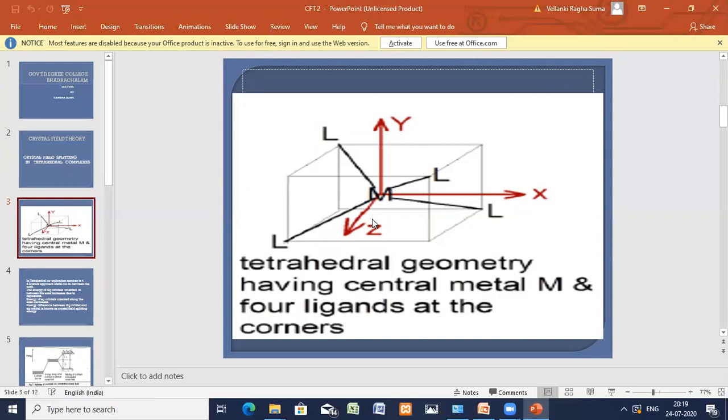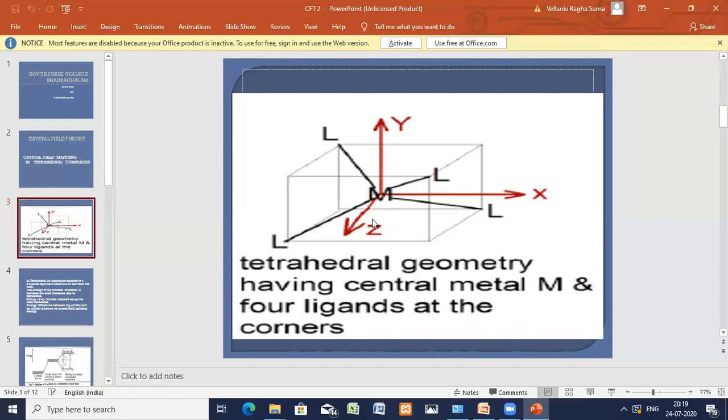So you just remember the d orbitals. Previously I explained the d orbitals. There are 5 degenerate d orbitals in two sets. One is the t2g set and the other one is the eg set. The t2g set of orbitals are dxy, dyz, dzx. The eg set of orbitals are dx square minus y square, and dz square.